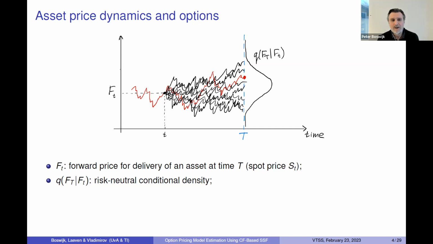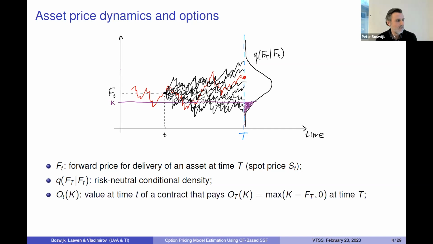We use the letter Q there. Q stands for a risk-neutral density. And if you're familiar a little bit with option pricing and no arbitrage pricing, you know that the no arbitrage value of a derivative is basically the discounted expected payoff, but then under a risk-neutral distribution. So that's why we use this Q right there.